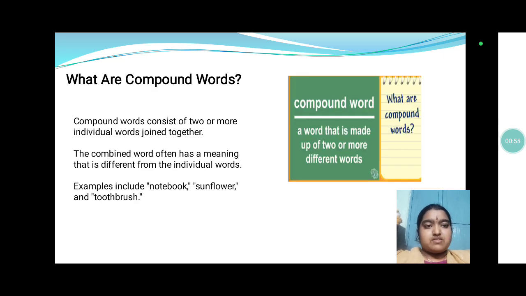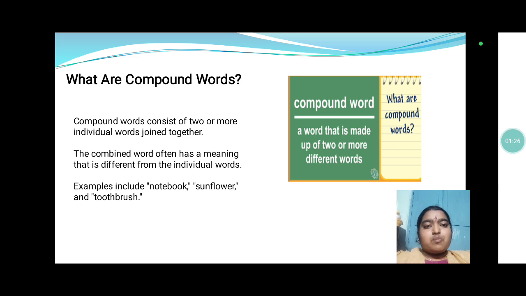Next, what are compound words? A word that is made up of two or more different words is known as a compound word. Compound words consist of two or more individual words joined together. The combined word often has a meaning that is different from the individual words. So the two individual words have their own meanings, whereas the new word formed by those two words has its own meaning. Examples include notebook, sunflower and toothbrush.